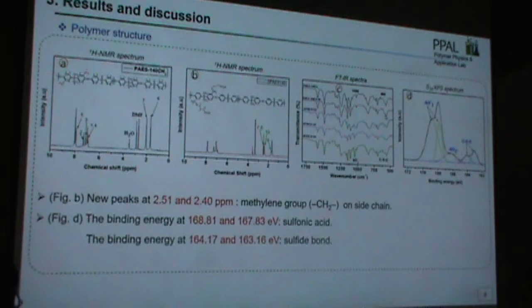And from figure D, we can see the signal of the sulfonic acid group, sulfone, and the sulfide bonding. The sulfonic acid group appears at about 168 electron volt, and the signal of the sulfone bonding in the main chain of the polymer structure is about 166 electron volt, and the sulfide is around 162 and 163 electron volt.